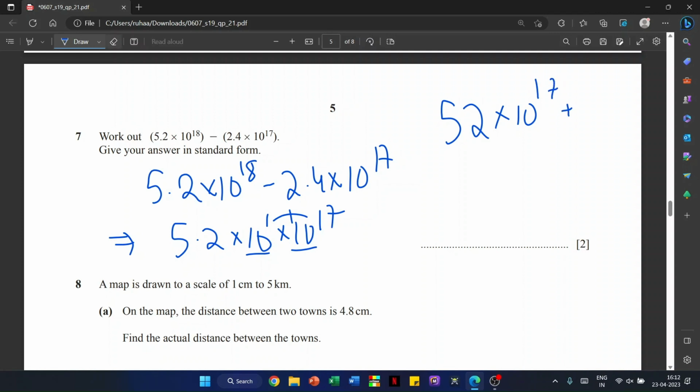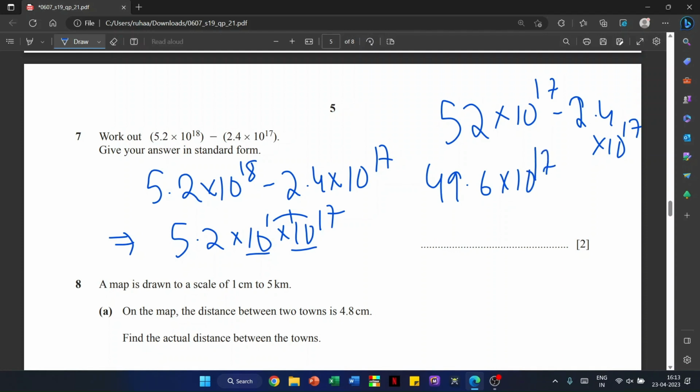And then it's again minus over here, 2.4 times 10 to the power 17. Now we can take the 10 to the power 17 common, and what we'll be left with would be 52 minus 2.4. Now 52 minus 2 is 50, and 50 minus 0.4 is 49.6. And so we will get 49.6 times 10 to the power 17.